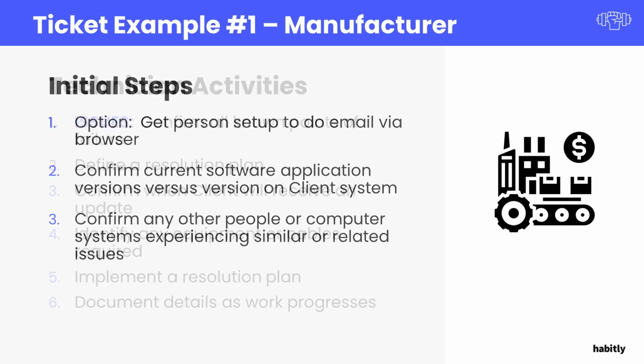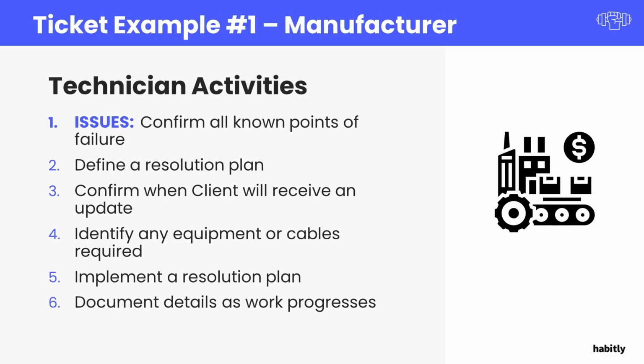Now, what about what we do as far as resolution? Well, regarding the issues, for example, we may confirm all known points of failure. As typical, we're going to define a resolution plan, confirm when the client's going to get an update, identify any equipment or cables that are required, implement the resolution plan, and document as we go. Of course, we're going to be asking questions in the front end, fully asking what's going to happen, what do we need to do, what needs to happen.